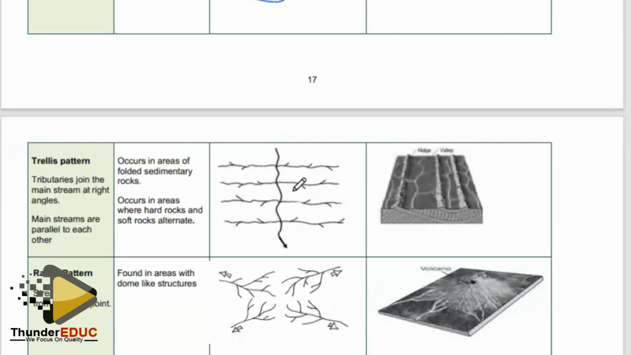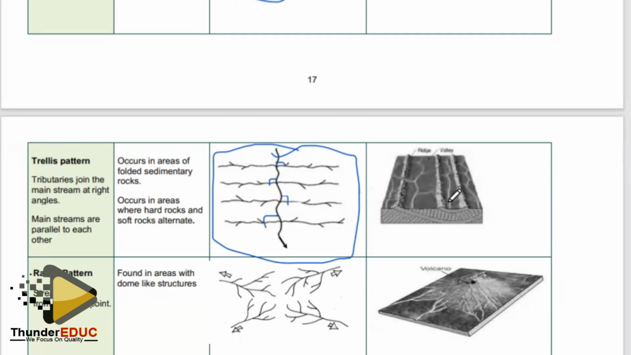And with trellis, you can see now that the shape is no longer the same. The angle at which the tributaries are joining the major river, they are joining at right angles, or they are ultimately having this 90-degree angle at the confluence with the main river. This happens in areas of alternate hard and resistant and soft rocks.